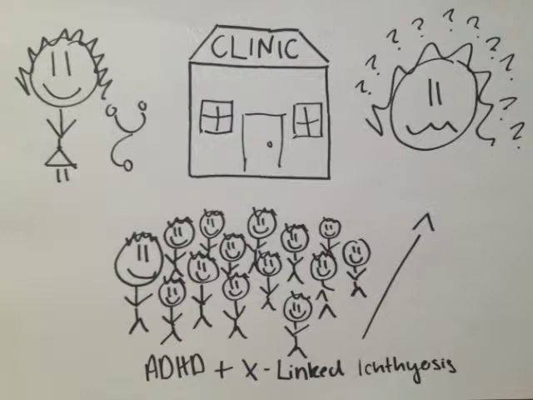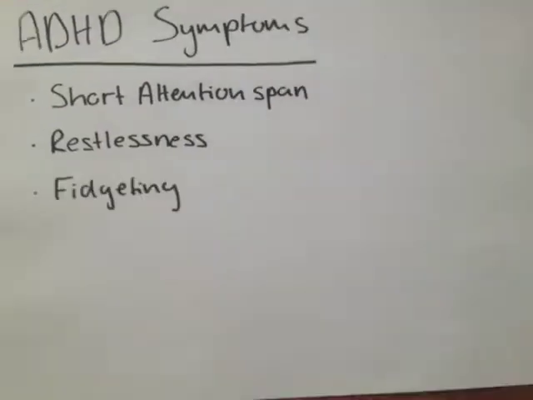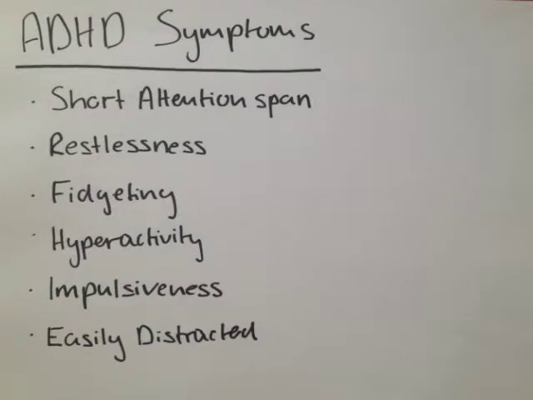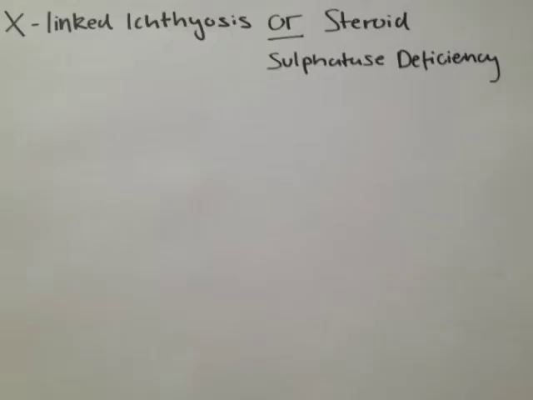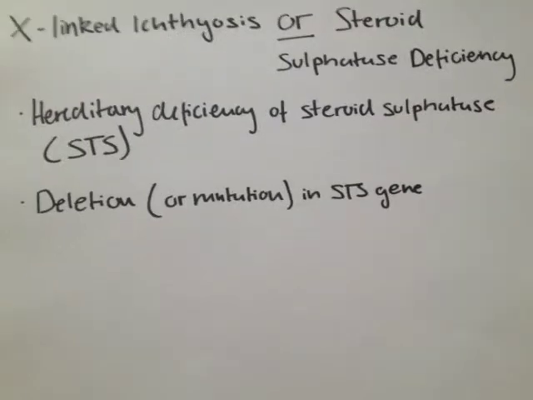So, as Dr. Kent explained, a mutation or deletion in the STS gene may cause a predisposition to ADHD. ADHD is a psychiatric disorder that includes symptoms such as short attention span, restlessness, fidgeting, hyperactivity, impulsiveness, and easily distracted. On the other hand, X-linked ichthyosis, also known as steroid sulfatase deficiency, is a hereditary deficiency of steroid sulfatase due to the deletion or mutation in the STS gene.